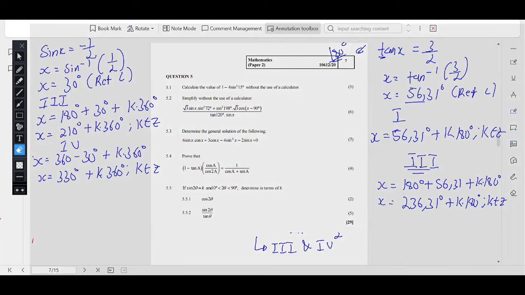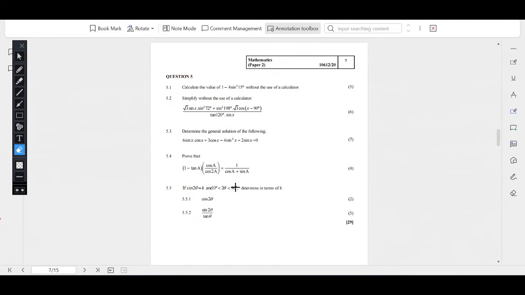We have 5.4. It says prove that (1 minus tan A) times (cos A over cos 2A) is equal to 1 over cos A plus sine A, and all that for 4 marks. So pretty interesting question. This is where we have to prove that our left-hand side is equal to the right-hand side. Okay, so let's see how we get to this part.